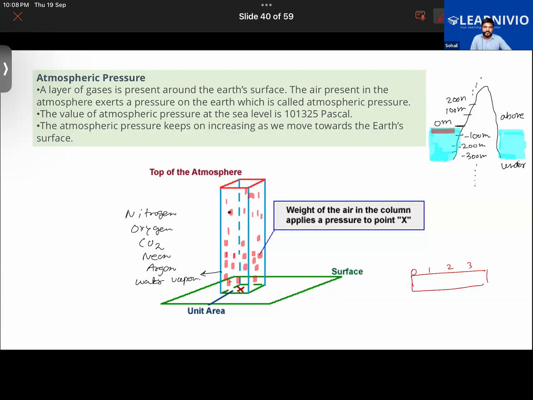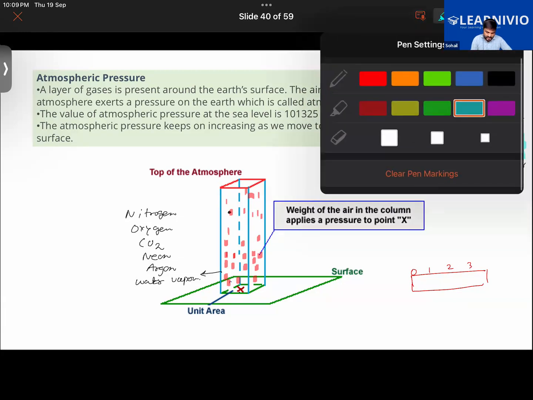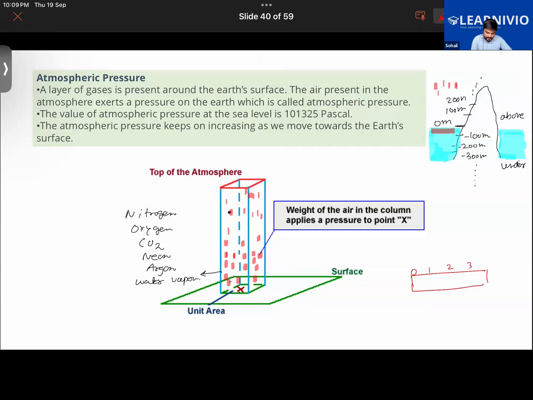Getting what I'm trying to say? Atmospheric pressure is not going to act under the ocean now. It will not occur, as the air molecules end here. Air molecules will be ending here. These are the air molecules.